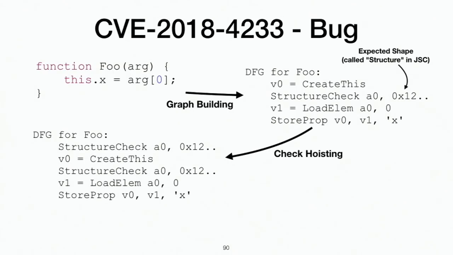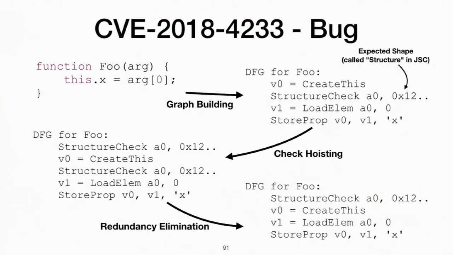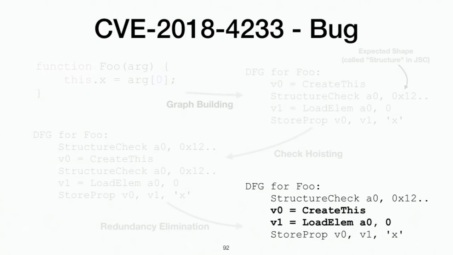Next, it does something called check hoisting, which is an optimization where it tries to move these structure checks as far up as it can. So it duplicates the structure check and puts it as the first thing in the function. Then it does redundancy elimination, and at this point it removes the second structure check because it assumes that CreateThis is side effect free. So what we end up with is this operation which can have side effects and can call JavaScript, and then there's an unguarded access to this array. And this is exactly the condition we can exploit.